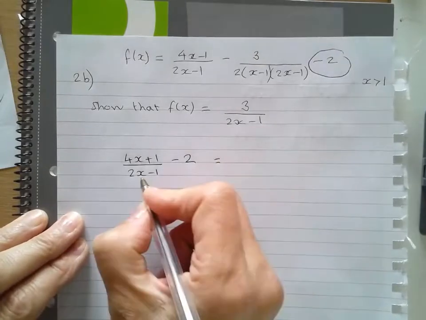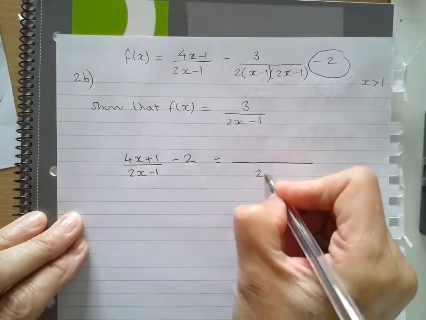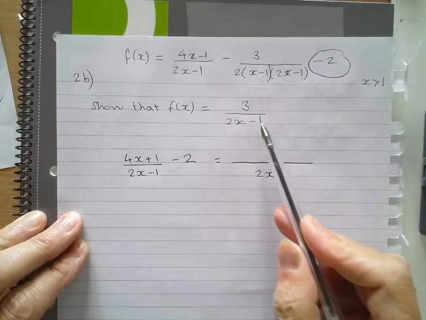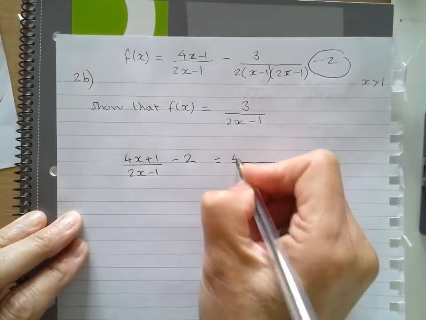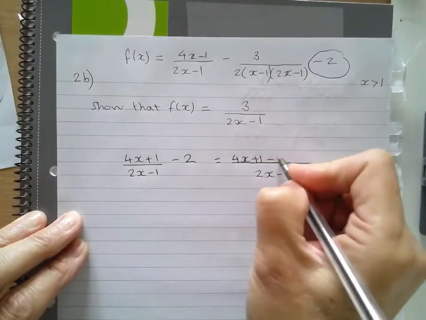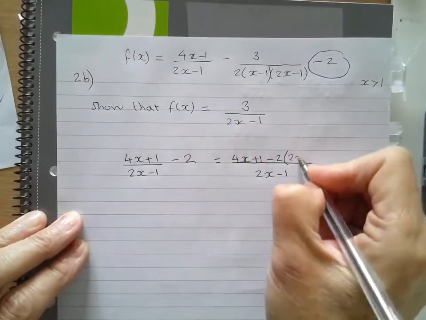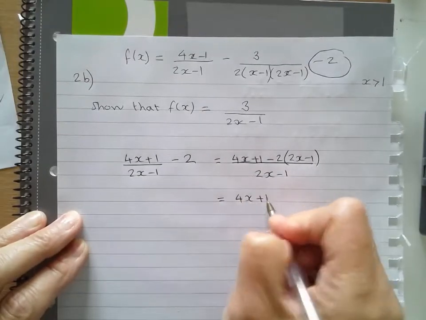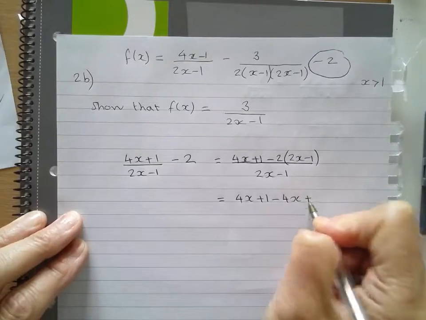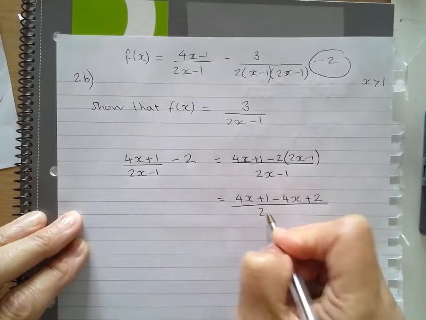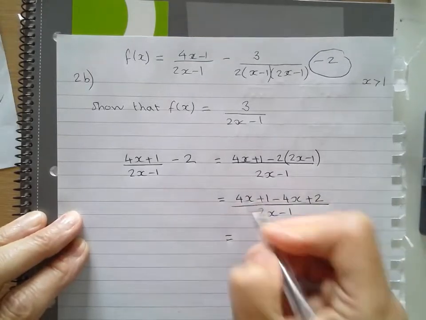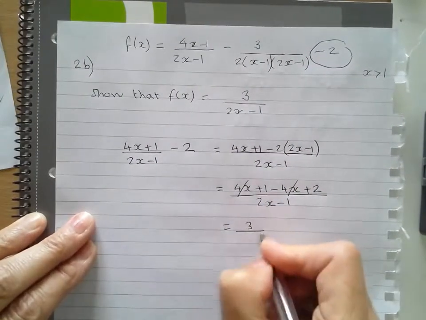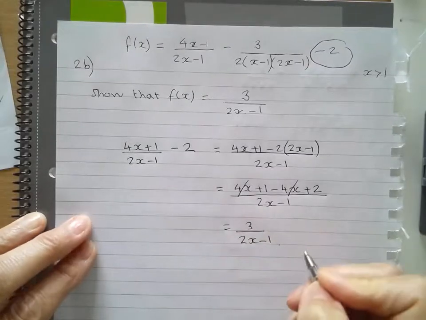So I'm now going to go for a common denominator of 2x minus 1. I know I'm heading that way because my show question says that my denominator's got to be 2x minus 1. So this minus 2 is going to have to be multiplied by 2x minus 1. And then I'm going to expand and simplify. And let's see what I get. That 4x cancels with that 4x, so I'm left with 3 over 2x minus 1 shown.